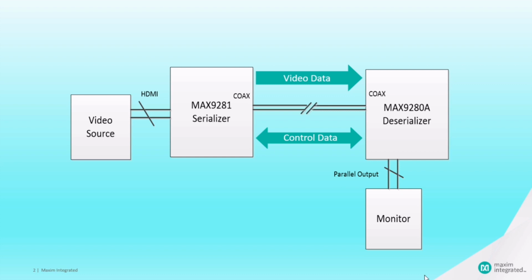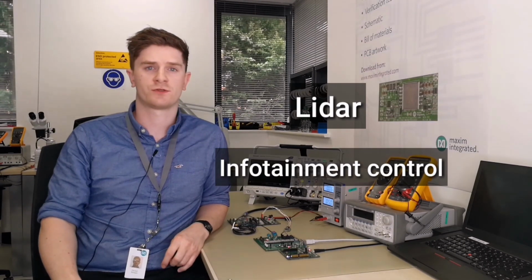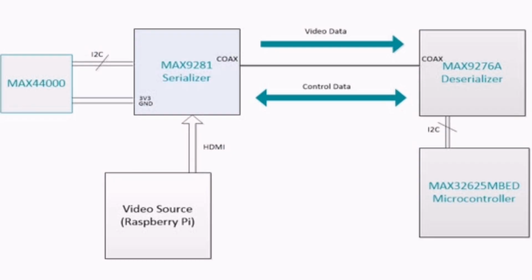Typically, this channel is used to access and change registers of the SerDes easily and independently of video. We can also use it to communicate with peripherals such as LiDAR and LCD touchscreen controls using commands that the SerDes can ignore. For this example, we'll use the MAX44000 PMB1 ambient light sensor and the MAX32625 embed microcontroller board. Here is our system overview.